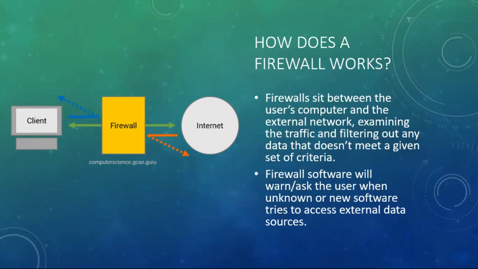Okay. Firewall software will warn and ask the user when a known or new software tries to access external data sources. Here you see that any software that you may have installed accidentally is trying to communicate external data to someone found on the internet. So the firewall will bypass it.